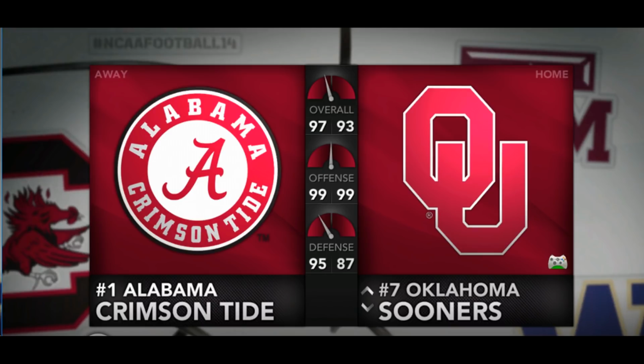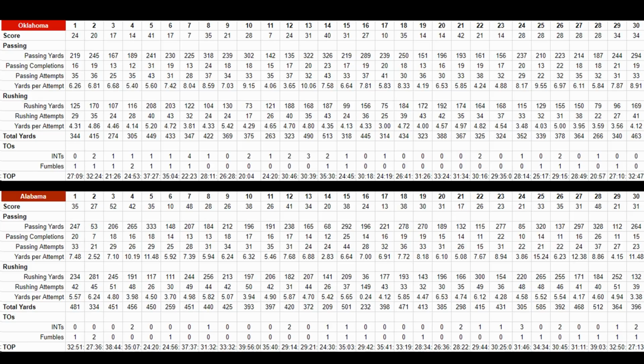As you can see here, Alabama is sitting at a 97 overall, 99 offense, and 95 defense, while Oklahoma is sitting at a 93 overall, 99 offense, and an 87 defense. So I'm a masochist, and I simulated this game 30 times, so N equals 30, in NCAA 14 using the current rosters in Dynasty mode. So here's a snapshot of those 30 simulations.